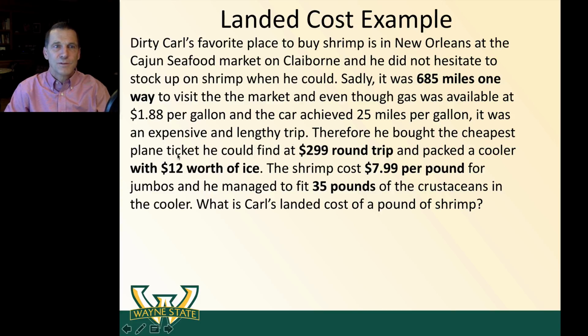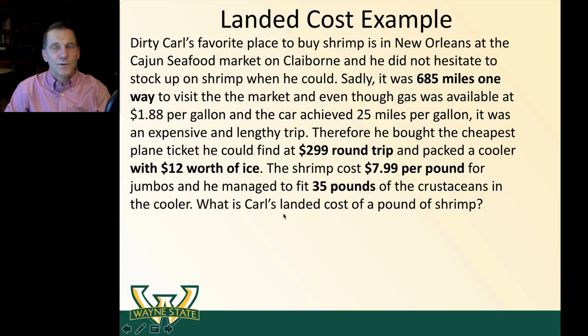Therefore, he bought the cheapest plane ticket he could find, the $2.99 round trip, and packed a cooler with $12 of ice. The shrimp cost $7.99 per pound for jumbos, and he managed to fit 35 pounds of the crustaceans, those are the shrimp, in the cooler. What is Carl's landed cost for a pound of shrimp?